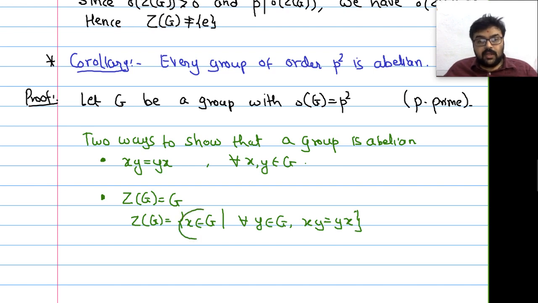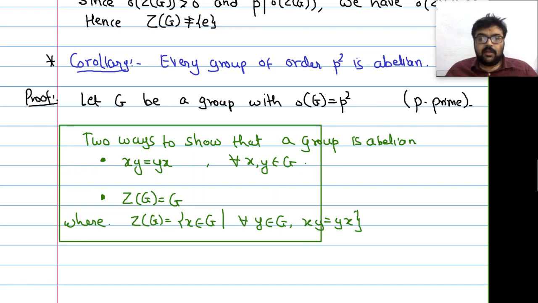So if we show that G equals Z(G), that means every element belongs to Z(G). That means every x commutes with every y. So every two elements of the group commute. So that shows that G is abelian. So there are two ways to show that a group is abelian. And so let us put this in the box.